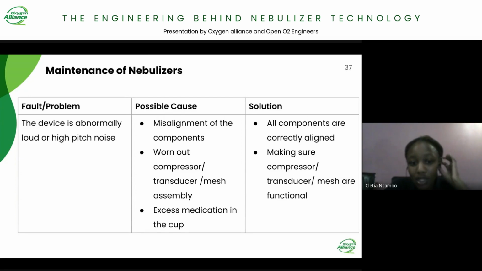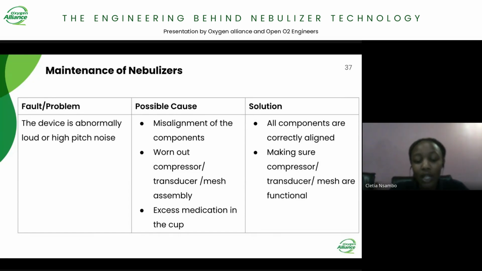This might cause noise. And if the compressor is worn out, it might be louder or might produce high-pitched noises compared to when it's properly functioning. Also, a worn-out transducer might cause high-pitched noises. And if the mesh assembly is not properly positioned, it might affect the noise and cause a high-pitched noise. Also, excess medication in the cap might cause high-pitched noises.